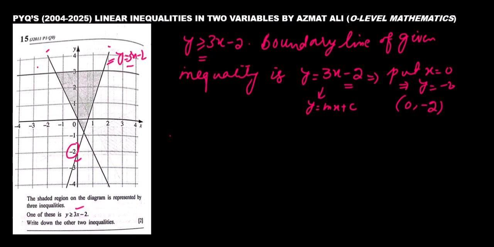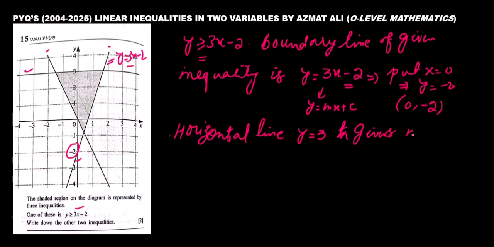The first inequality is given by this horizontal line, y is equal to 3, which gives the inequality.